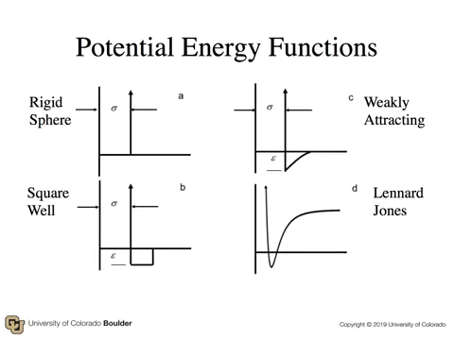The square well has an attractive portion and a repulsive portion. The attractive portion is just represented as a square well, hence the name square well. So algebraically, it's extremely simple. Weakly attracting potential has some kind of curved section of attraction here, and typically it's represented as some kind of exponential.